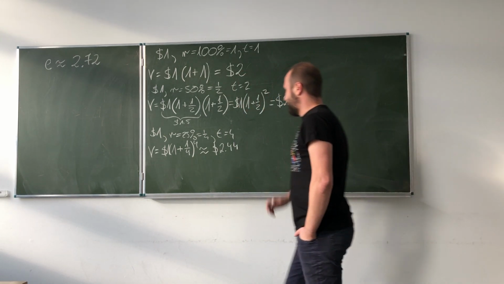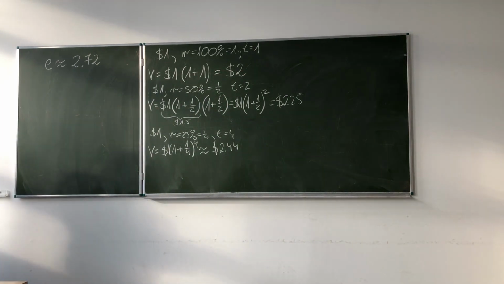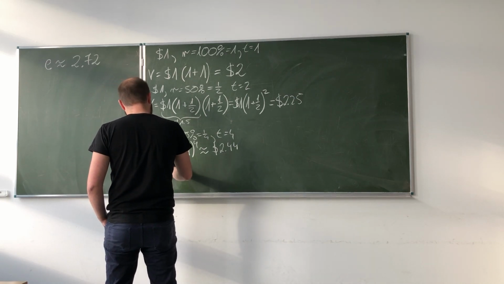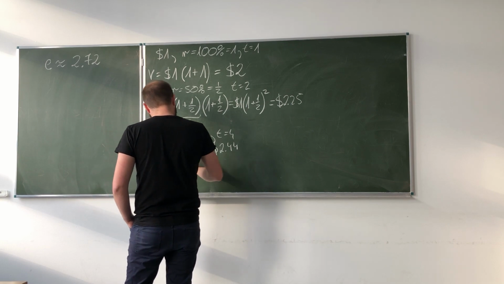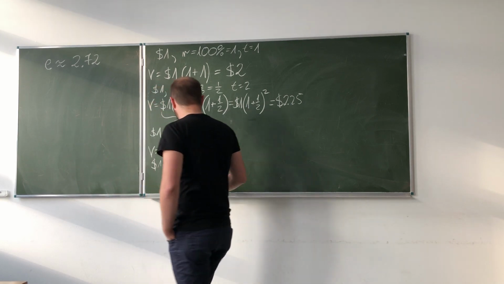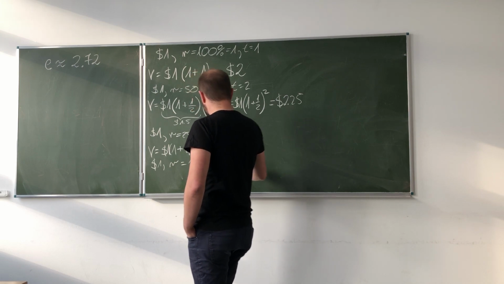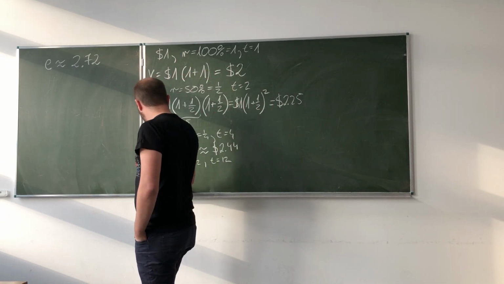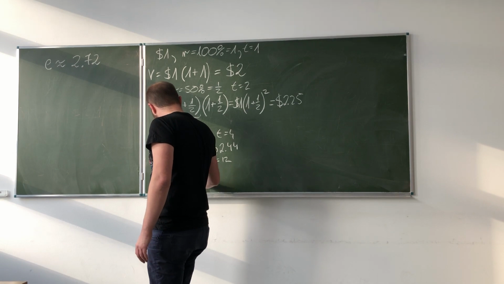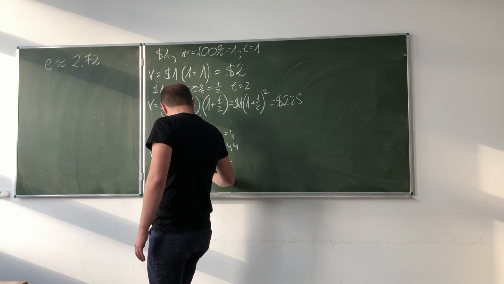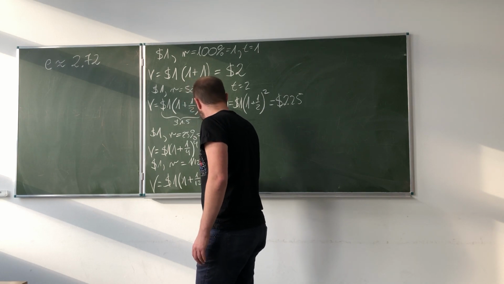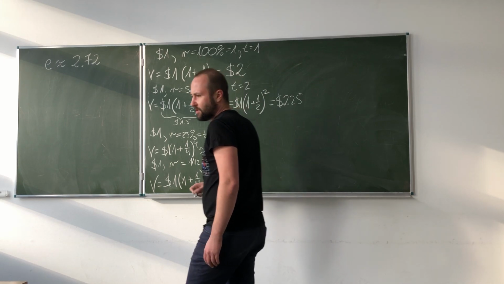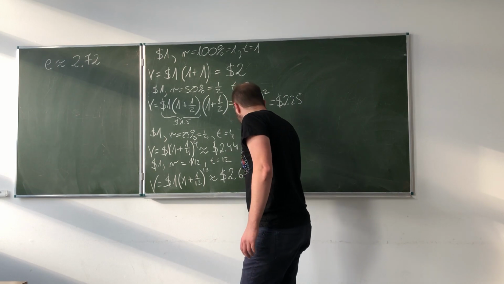Okay, but what if we would have a monthly interest rate this time? And this monthly interest rate would be 1 over 12, and we would have 12 capitalizations. Well, again, we can use the formula to find out the answer. And the answer in this case is actually $2.61.